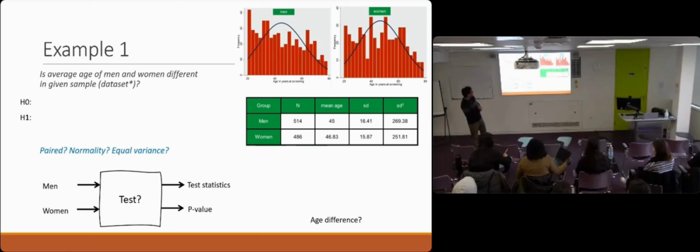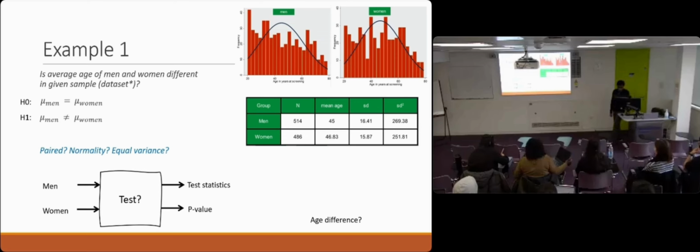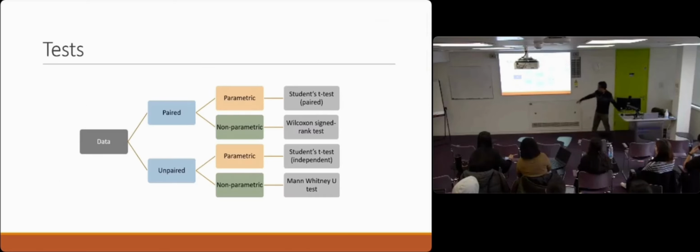So is the age of men and women different in a given data set? Is it paired or unpaired? Because they are totally two different groups, right? What's the null hypothesis? It's the same. Alternative is not the same, right? That's how in short we can write it. It's unpaired, right? So from this category we go to unpaired. Now we have to decide whether to go parametric or non-parametric, right?